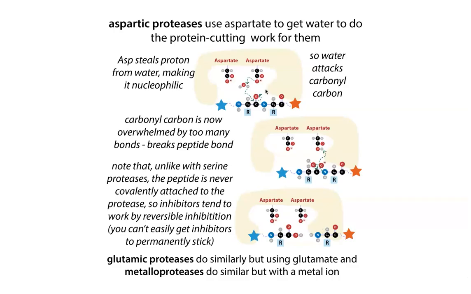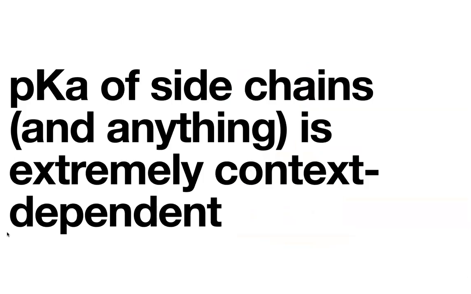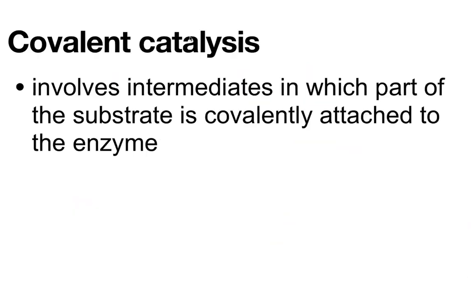So in this case, we have this aspartate that's acting as a general base, and then it's acting as a general acid. Now it's reset so that it can act as a general base again. And the reason why it can do this is because it's next to this other aspartate. So remember that the pKa of the side chains, and anything, is going to be extremely context dependent.